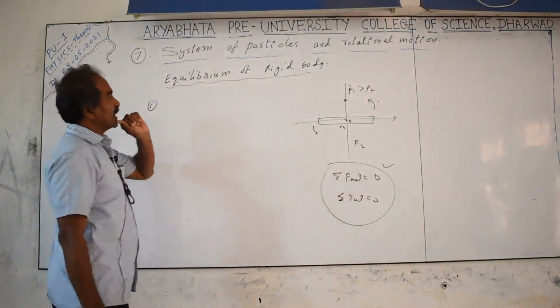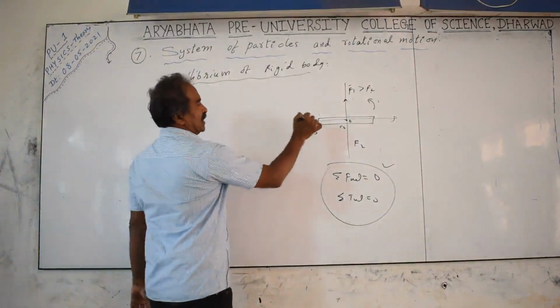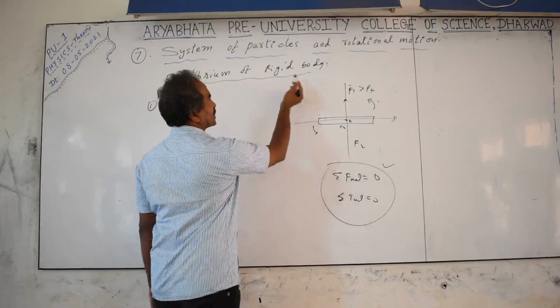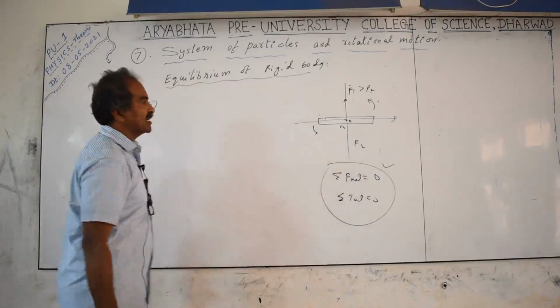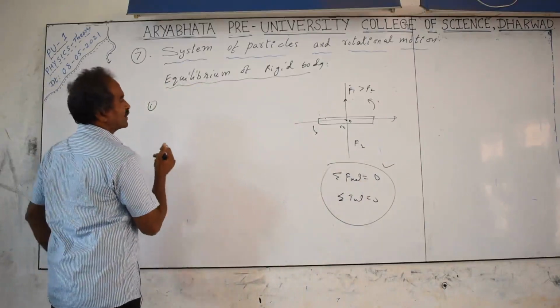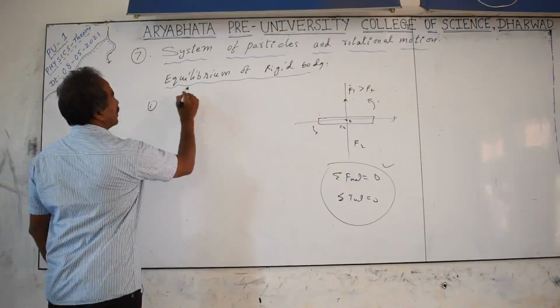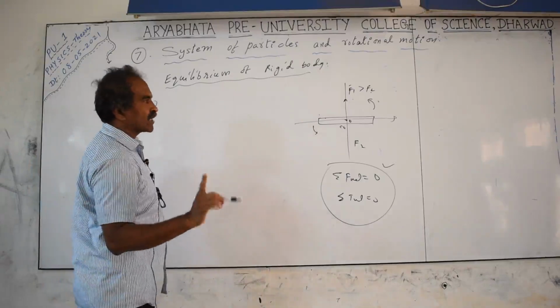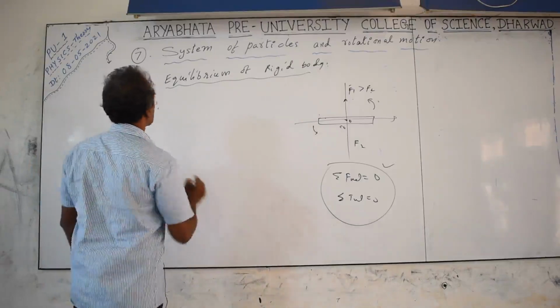What is a rigid body? Any hard body which keeps the distance between the particles constant even if a force is applied is called a rigid body. The distance of the particles should not change. Any hard or solid body we can take as a rigid body. So if the rigid body is at equilibrium, then it should not have translatory motion or rotational motion.